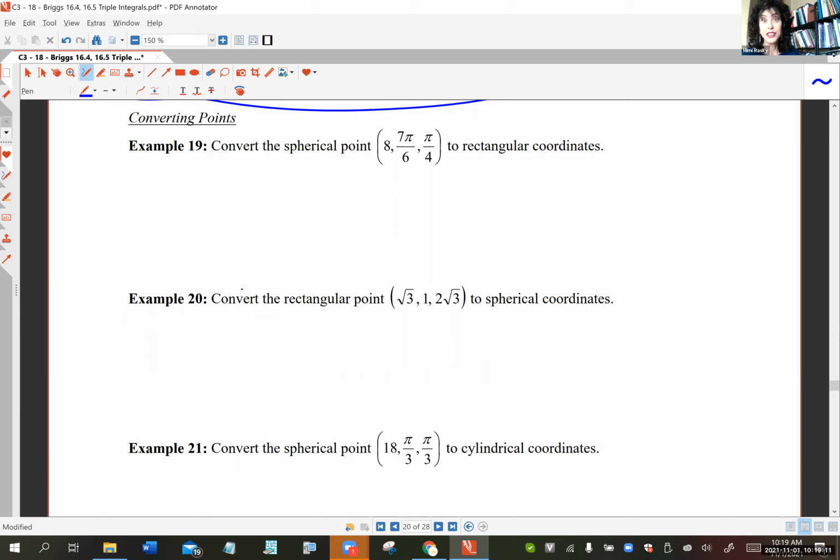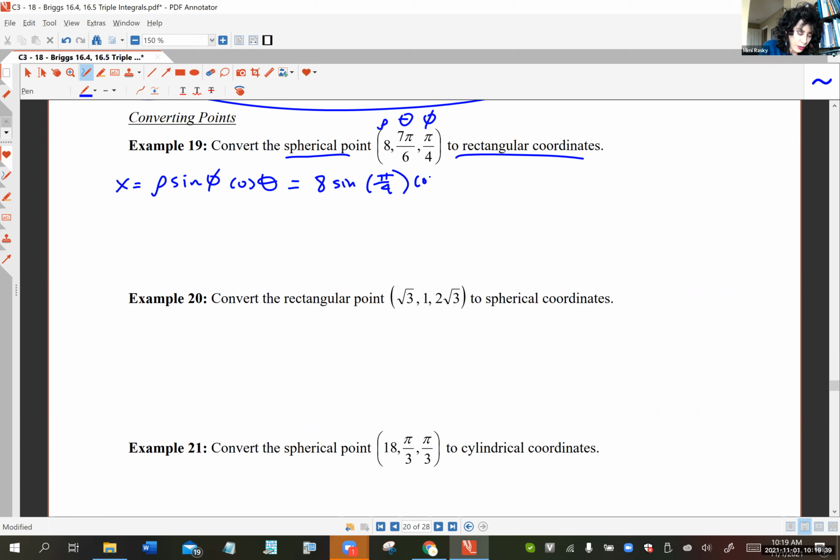We're just going to use some of these conversion formulas we just looked at. If you're going to convert a spherical point to rectangular, knowing that this ordered triple is rho, theta, and phi in that order, then you're going to use the formulas. X is rho sine phi cos theta. So it's going to be 8 sine pi fourths cos 7 pi 6. Uh-oh. Got to know a lot of trig formulas here, your trig stuff. So what the heck here?